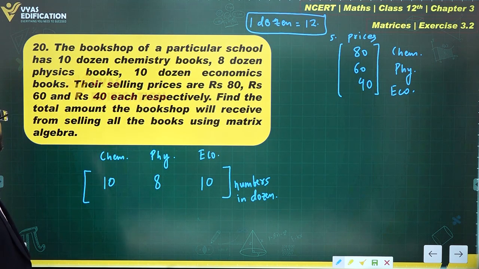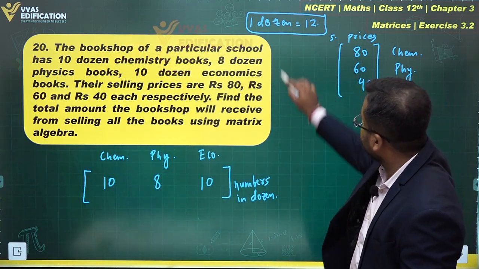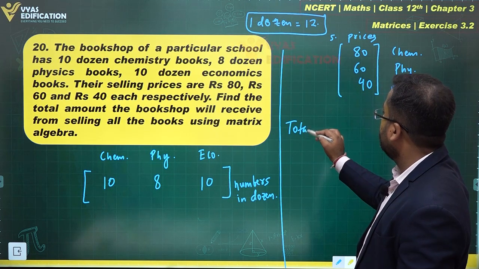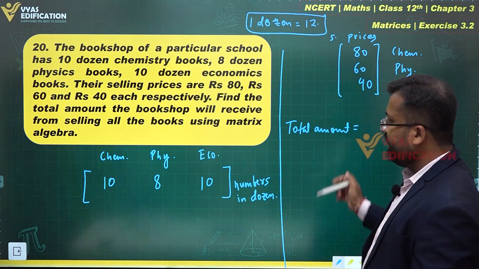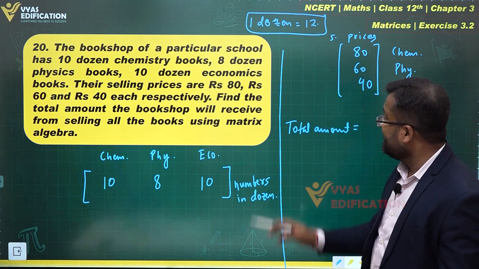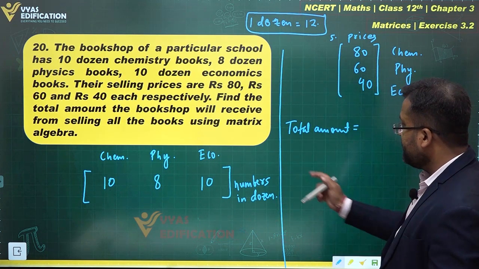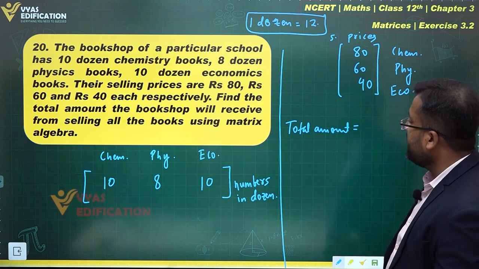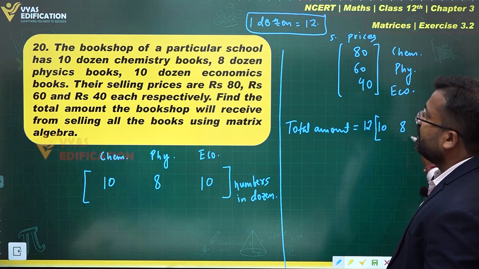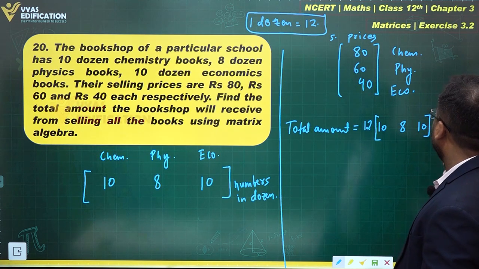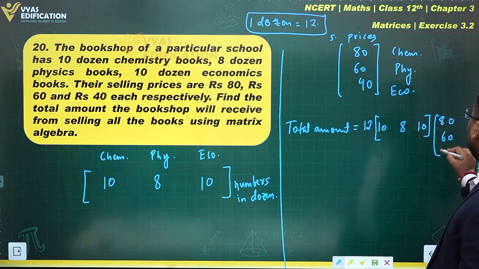Total amount the bookshop will receive from selling all the books, that's what you are supposed to find. Now the total amount will be equal to the product of these two matrices. But here the numbers are in dozen, here the numbers are in units. 1 dozen is equal to 12 units. So each of this particular matrix has to be multiplied by 12. 12 times this matrix, which is 10, 8, 10, times the other matrix, 80, 60, 40, for getting this product.